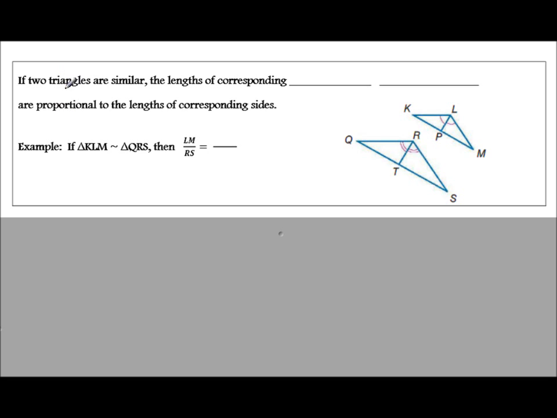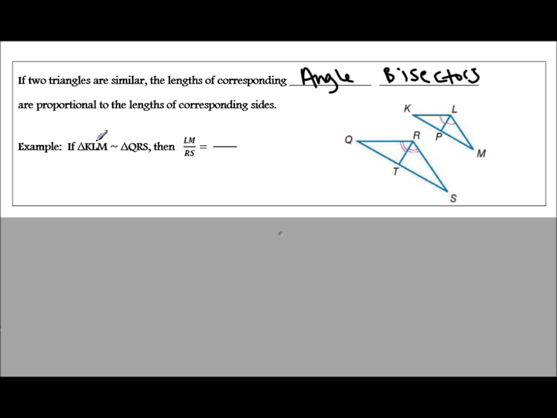Okay, the next theorem says that if two triangles are similar, then the lengths of their corresponding, well, what's happening here? This angle has been bisected, and this angle has been bisected. And what bisects it is called an angle bisector. So the lengths of the corresponding angle bisectors are proportional to the lengths of corresponding sides.